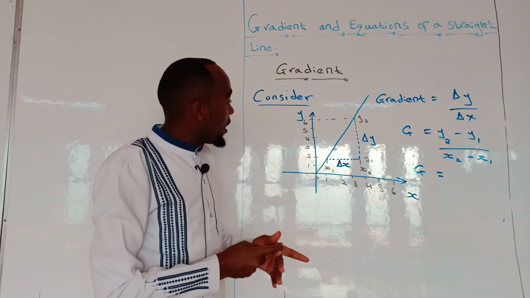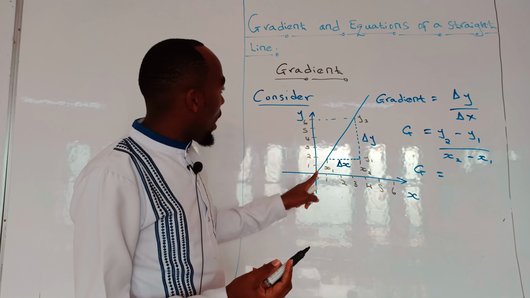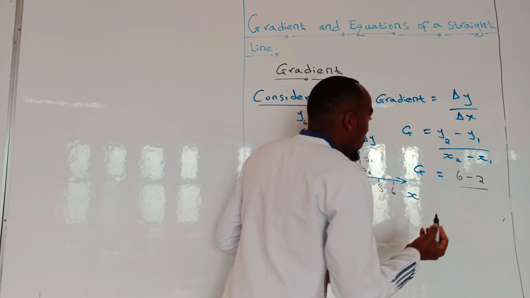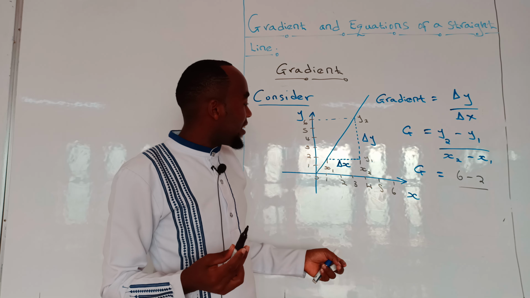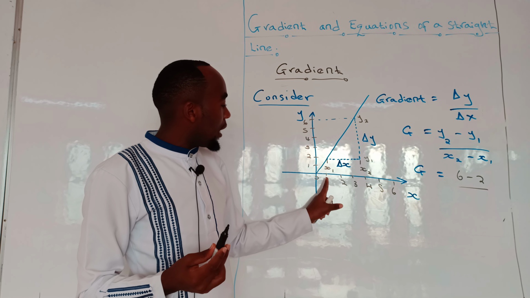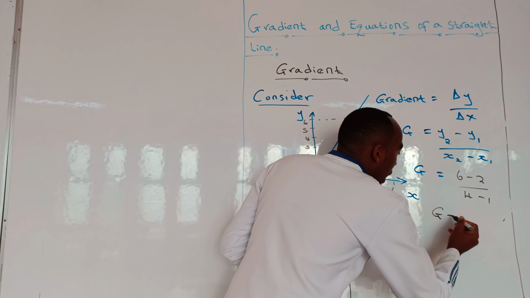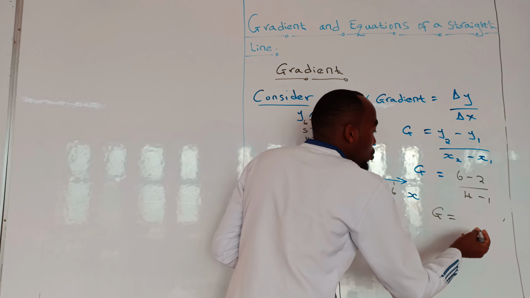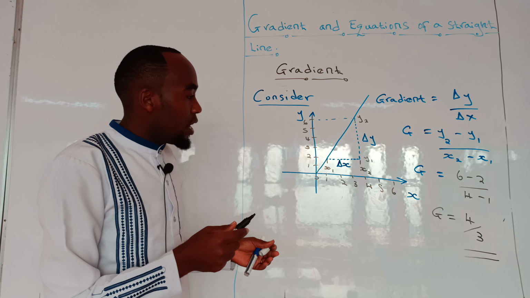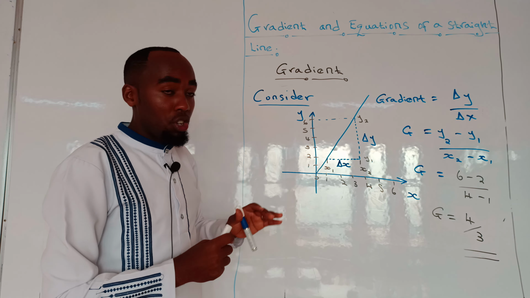If we wanted to find the gradient of this straight line, what is the change in y? y2 is 6, y1 is 2, so 6 minus 2. In terms of change in x, x2 is 4 and x1 is 1, so 4 minus 1. The gradient of our line will be 6 minus 2, which is 4, over 4 minus 1, which is 3. Therefore, 4 over 3, or 1 whole and 1 over 3, is the gradient of this straight line.